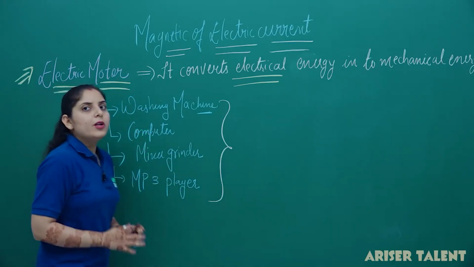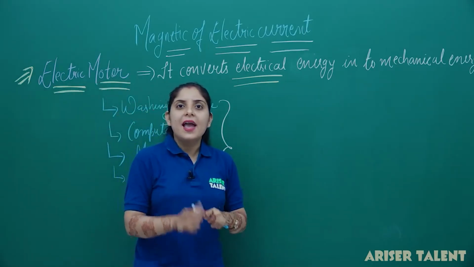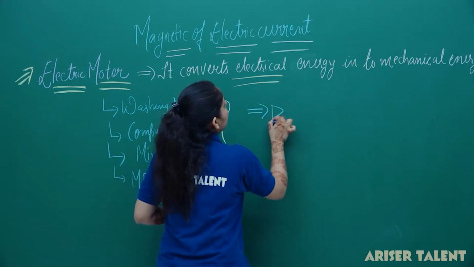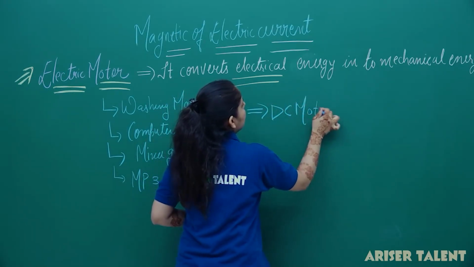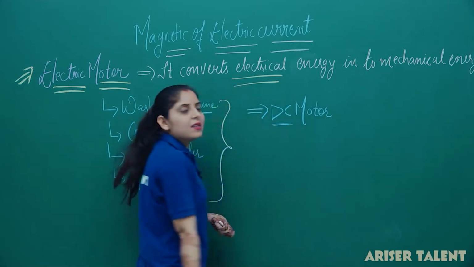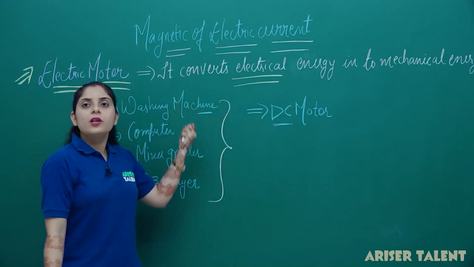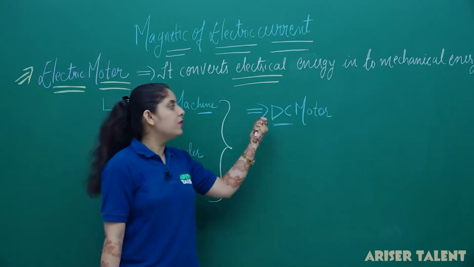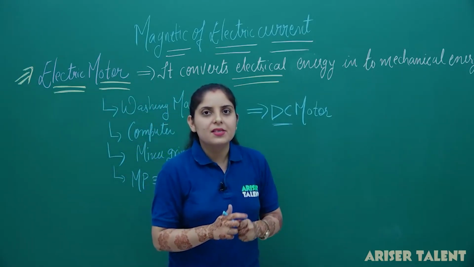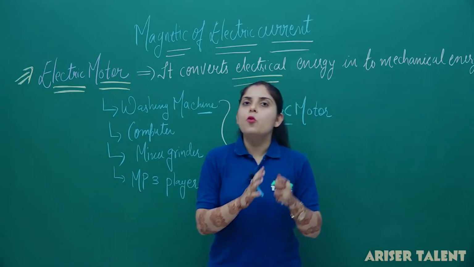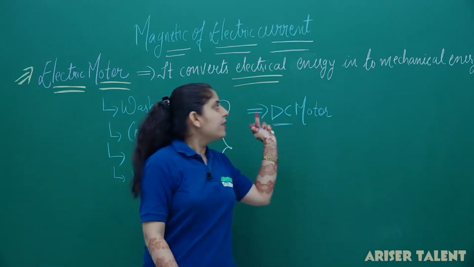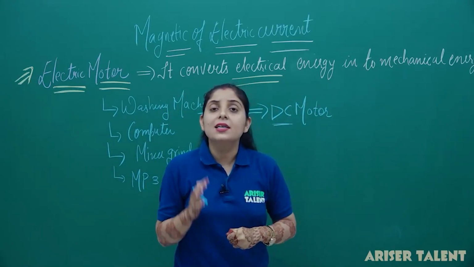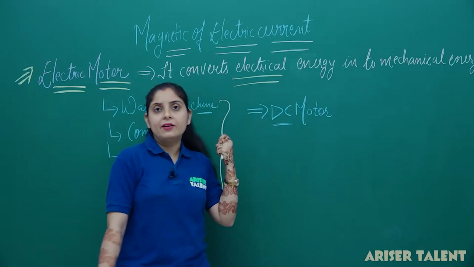Now, the motor we are going to discuss is actually a DC motor. This will be our DC motor. DC means direct current, so this motor works on direct current. So today we are going to discuss the DC motor we have in our syllabus. One thing we have seen is that the motor converts electrical energy into mechanical energy. But how it works, we have to see the construction and working part of that electric motor.